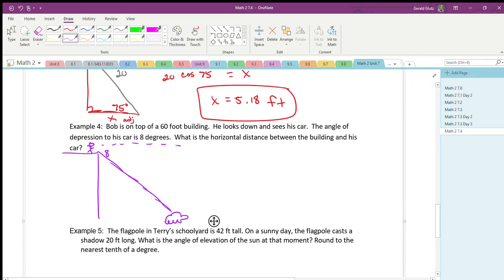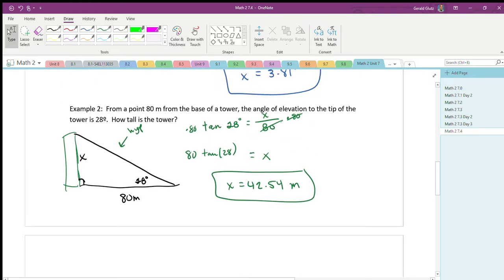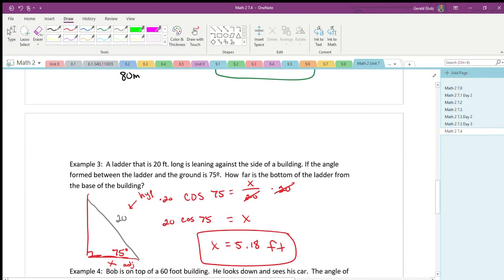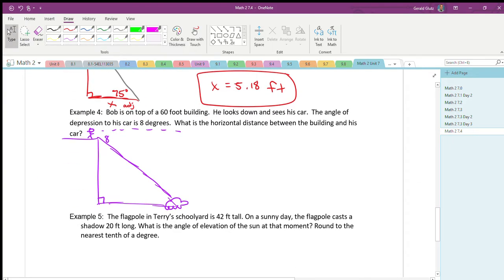What is the horizontal distance between the building and his car? So this is a 90-degree angle. So this is where that little piece of information up here comes in handy. What do you notice about the angle of depression and the angle of elevation? They are the same. So if he's looking down at an angle of depression of 8 degrees, that means the angle of elevation that the car is looking up at him is also 8 degrees.